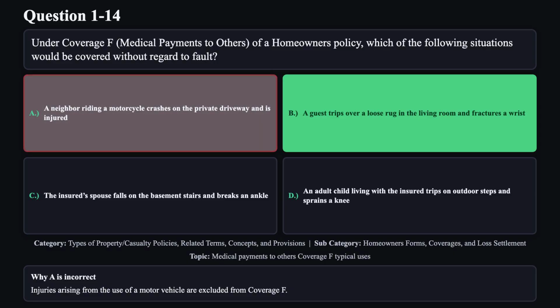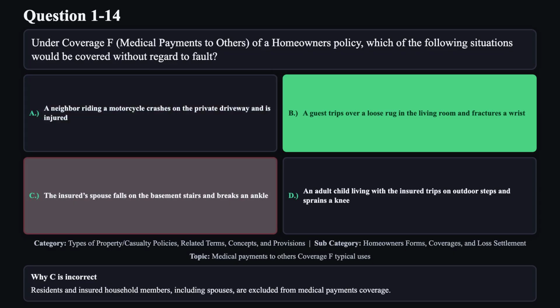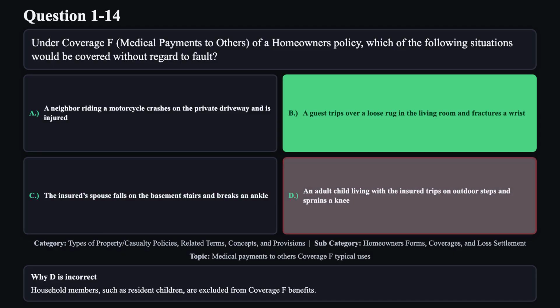Reason A is not correct. Injuries arising from the use of a motor vehicle are excluded from coverage F. Reason C is not correct. Residents and insured household members, including spouses, are excluded from medical payments coverage. Reason D is not correct. Household members such as resident children are excluded from coverage F benefits.